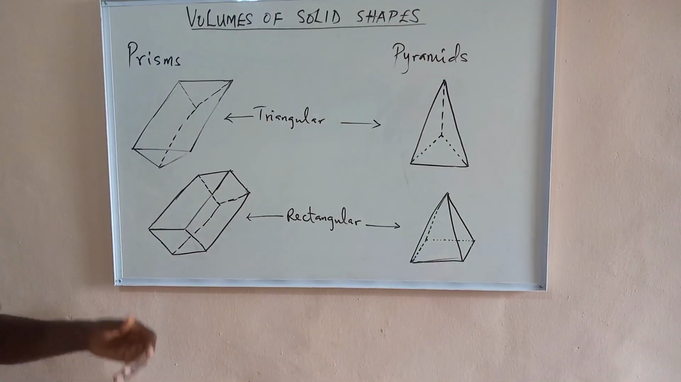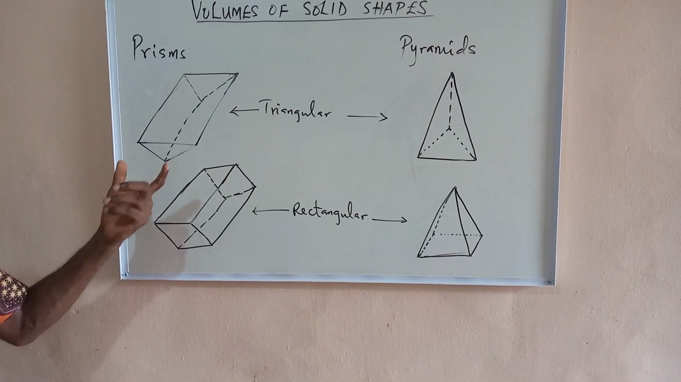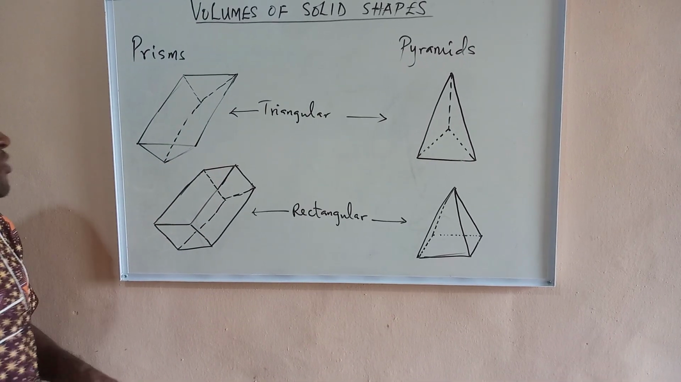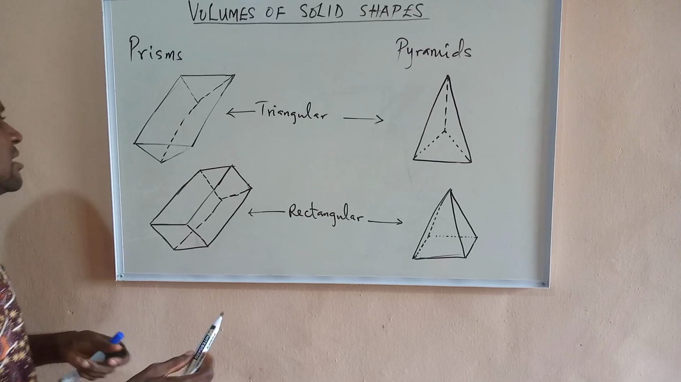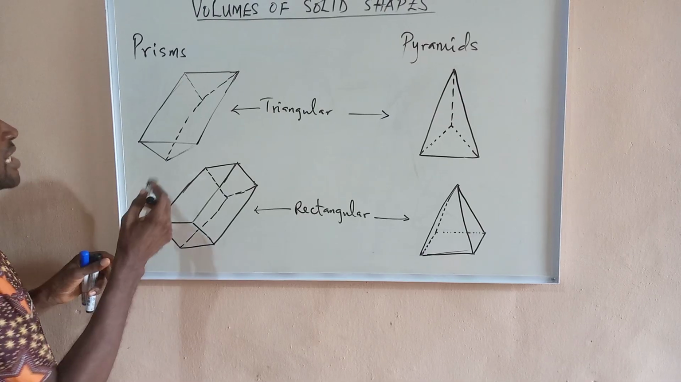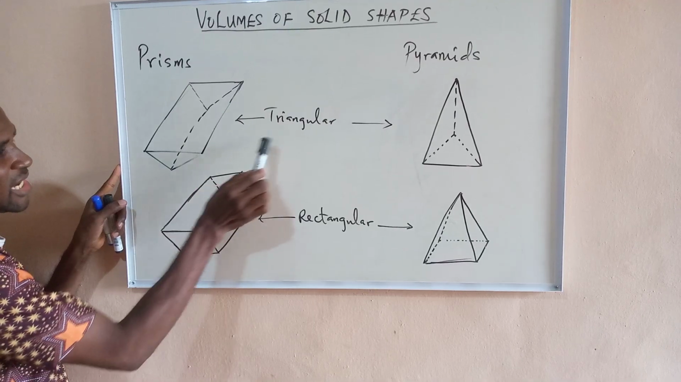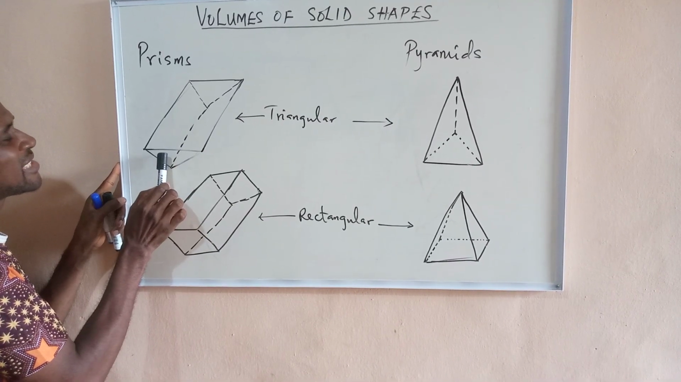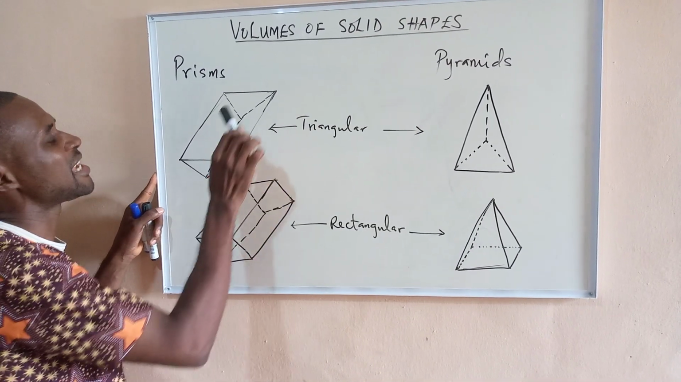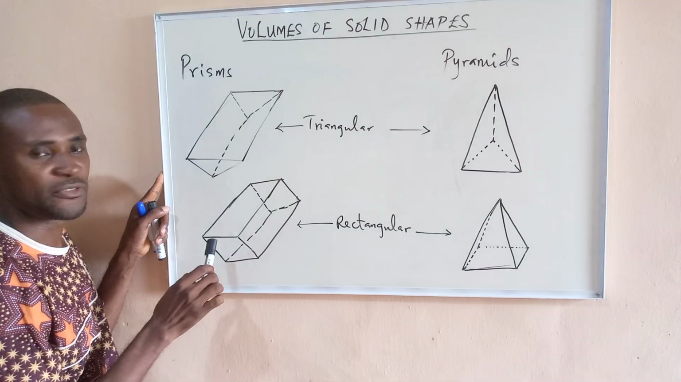Now, looking up here, prisms are solid shapes with uniform cross-section. What we mean by uniform cross-section is, looking at this triangular prism, a triangular prism has the same area. You see this shape, the triangle of a triangular prism is the same as the triangle above. The base triangle is the same in shape and size as the one above.